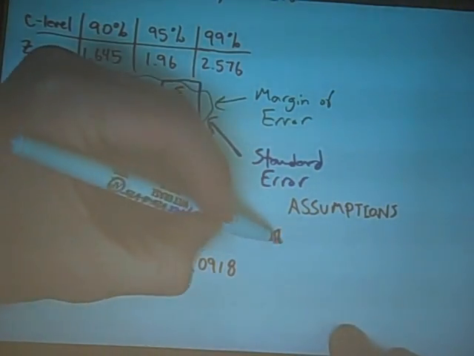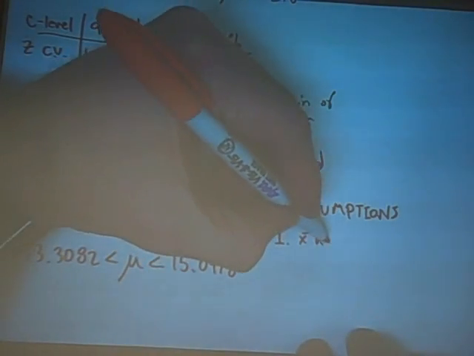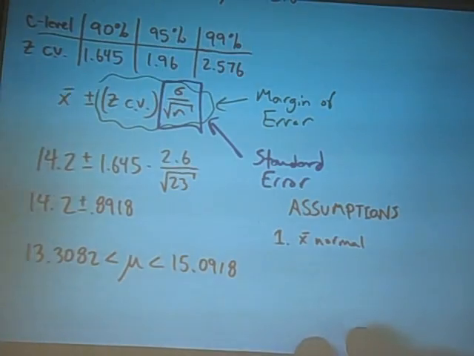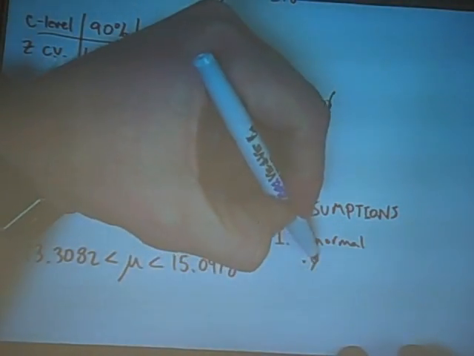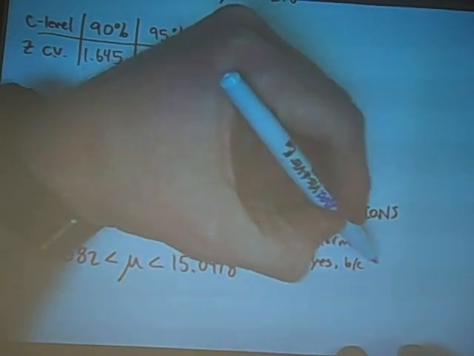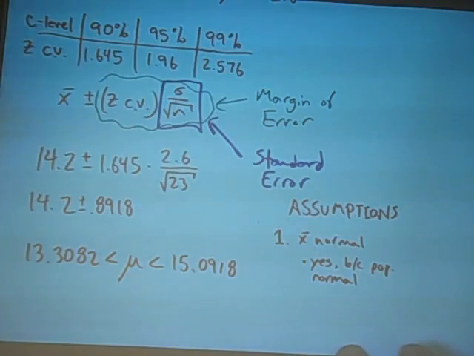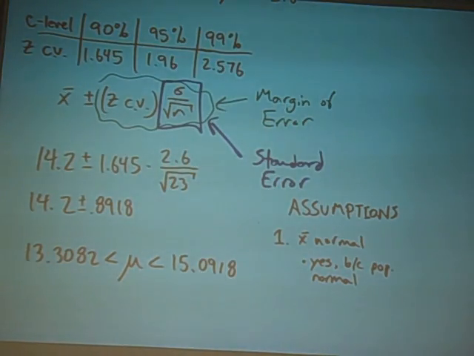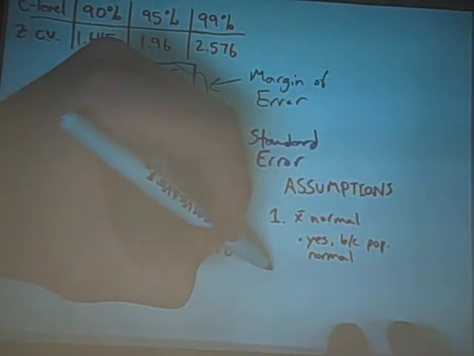The first assumption is what? We don't have to know the population's normal, although here we do. X bar is normal. So is X bar normal? The answer is yes, because the population's normal. So it doesn't matter how big the sample size is. Probably 23 is relatively big anyway. Number 2.